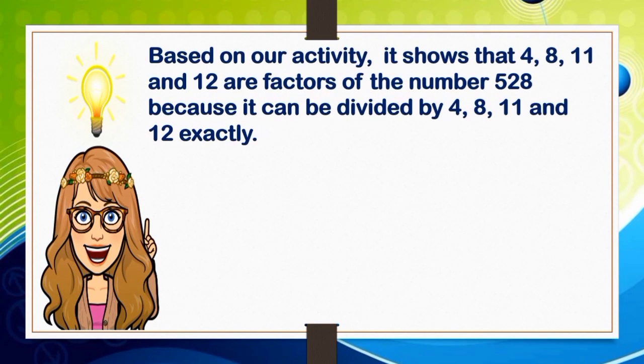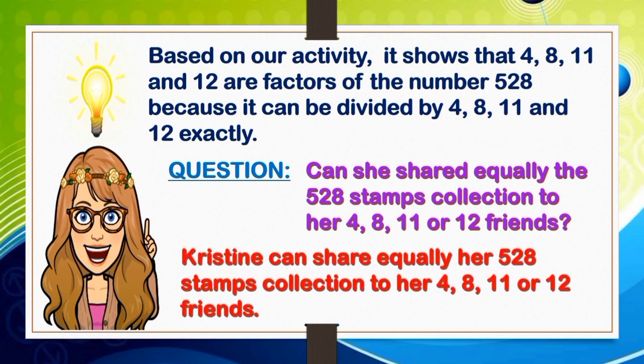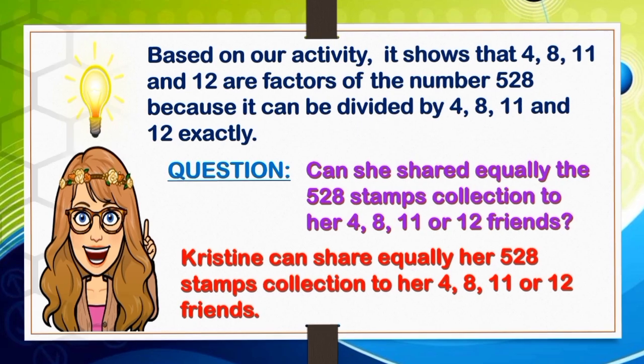Based on our activity, children, it shows that 4, 8, 11, and 12 are factors of the number 528. Why? Because it can be divided by 4, 8, 11, and 12 exactly. In the question, if she can share equally the 528 stamps collection to her 4, 8, 11, or 12 friends, the answer is yes, children. Christine can share equally her 528 stamps collection to her 4, 8, 11, or 12 friends.